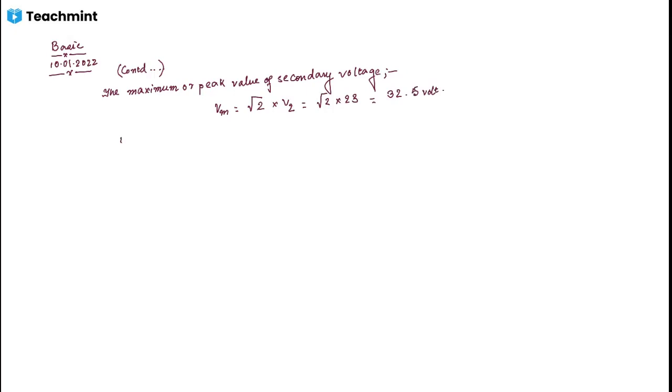So number one, DC output voltage VDC, that is equal to Vm by pi, that is equal to 32.5 by pi. That gives you 10.3 volt.